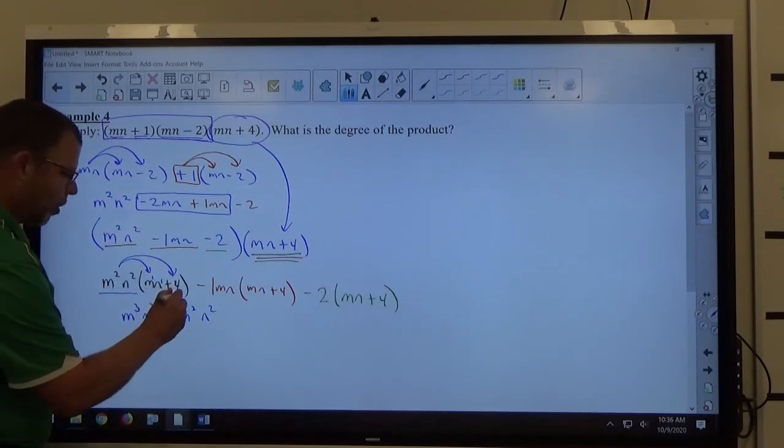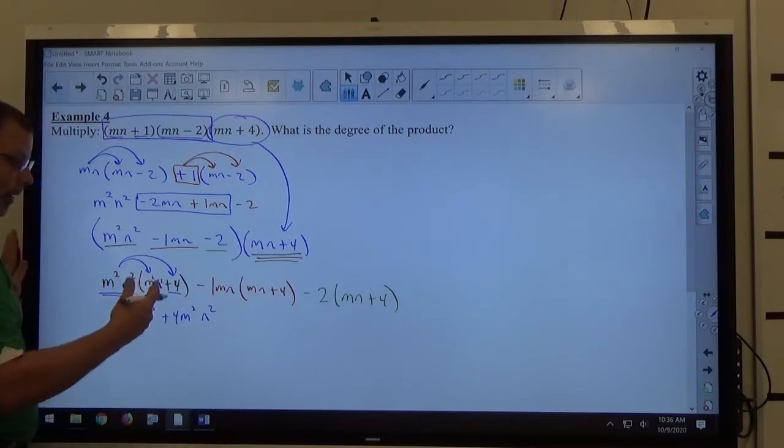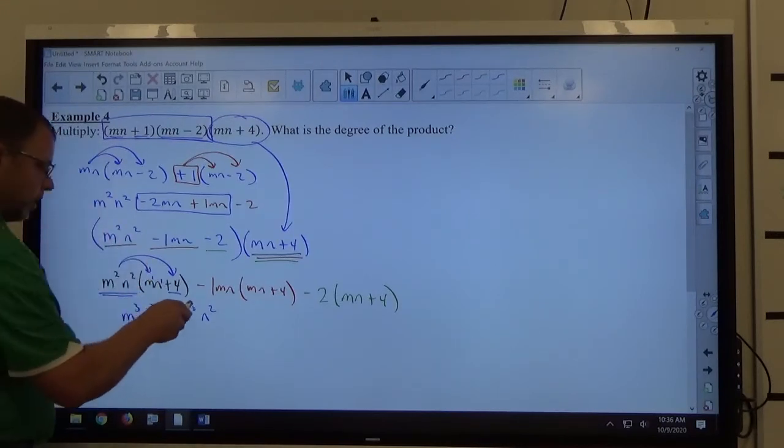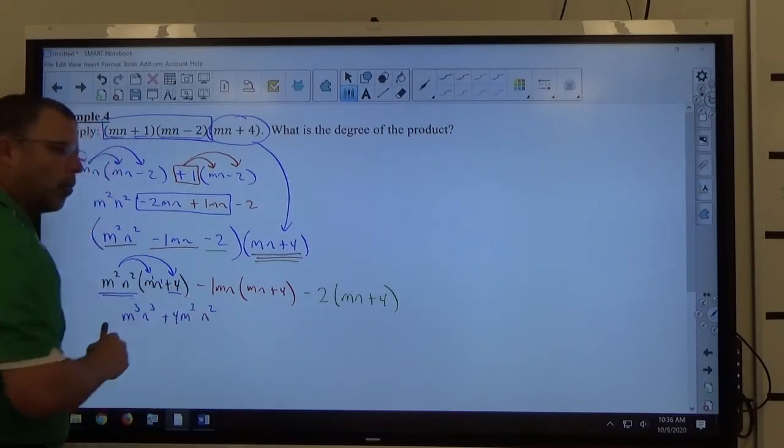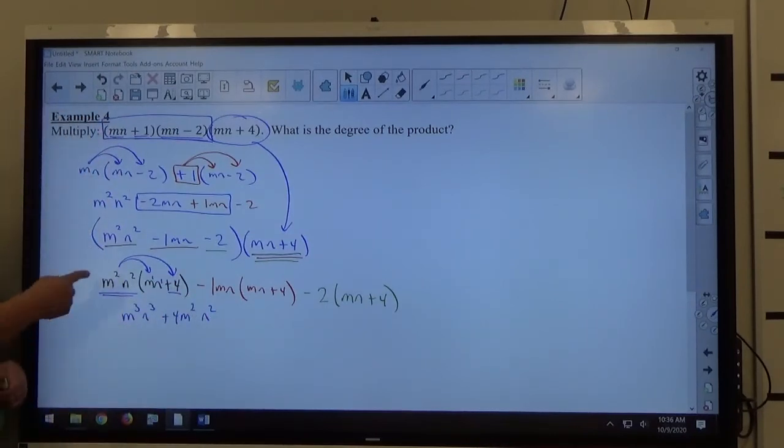When I multiply positive 4 times m squared n squared, they're all kind of different kinds of things, so just stick them together. In the past, I've said use the Lego rule. Think of the m squared, n squared, and 4 as Legos, and you're sticking them together.